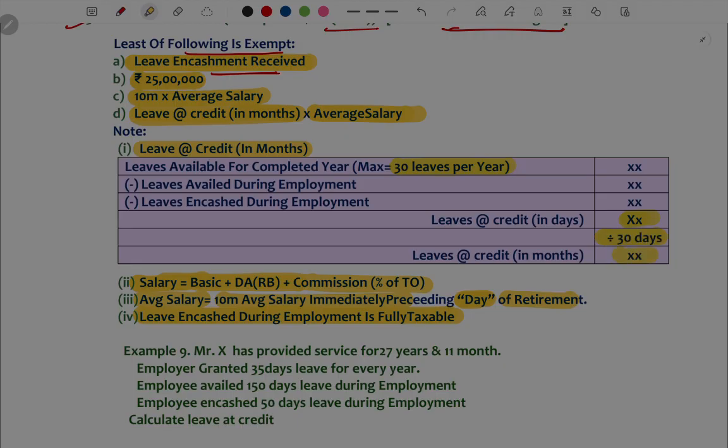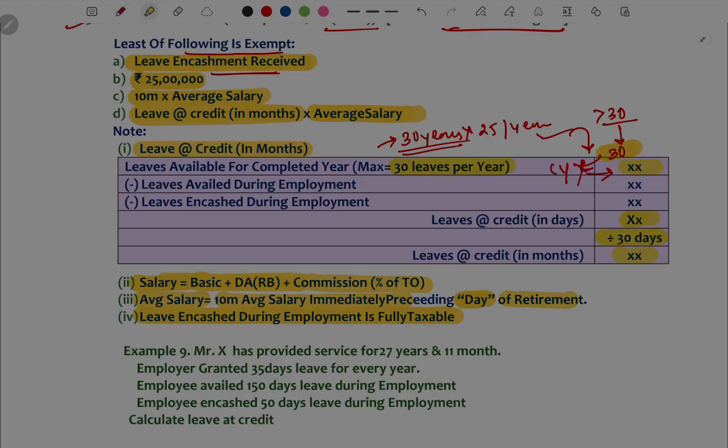Then it is simple math, because max 30 leaves per year. Suppose the question says you have been employed for 30 years and you are leaving 25 per year, then it is fine, you can multiply it and put it here. But if it exceeds 30, then you have to put 30 multiplied by the completed years. So the ceiling limit is 30. Beyond that you can't go.